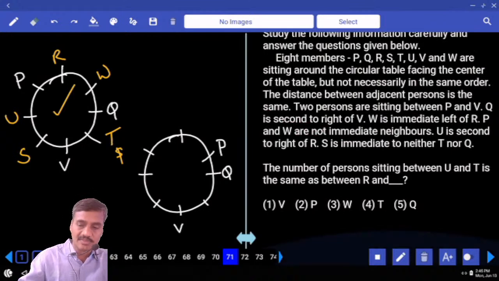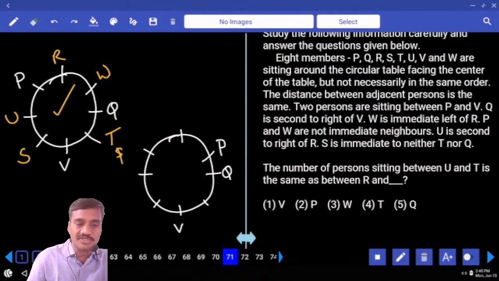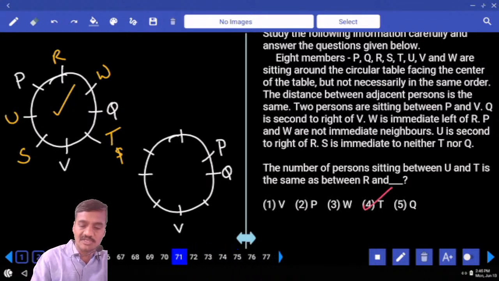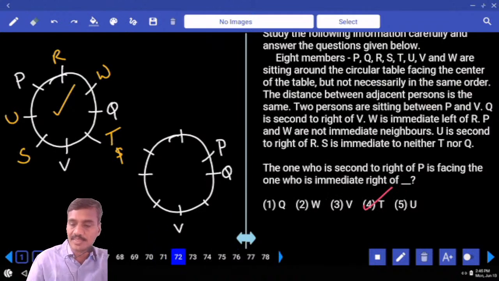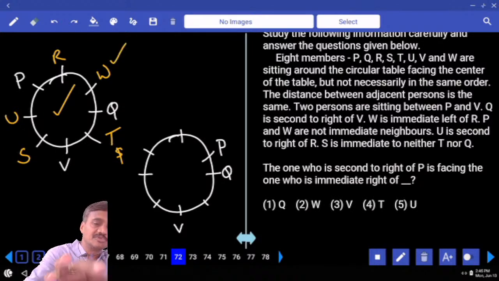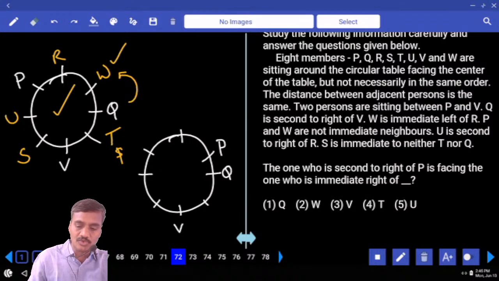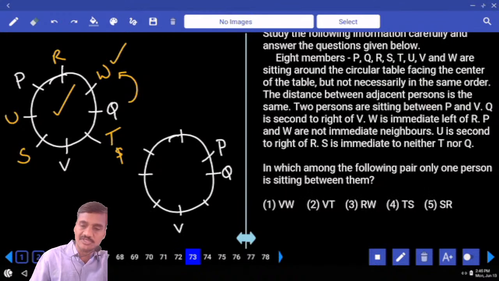Then first one, the number of persons sitting between U and T. And now U and T, how many people are there? There are 2 persons, same as R and T. Isn't it? R and T, that is choice 4. And 2 persons in between these two, and again 2 persons in between R and T. And next one, the one who is seated second to the right of P, that is S, is facing the one who is to the immediate right. Now S is opposite to W. This W is to the immediate right hand side of whom? Q. Q is the answer, choice 1, question number 72.